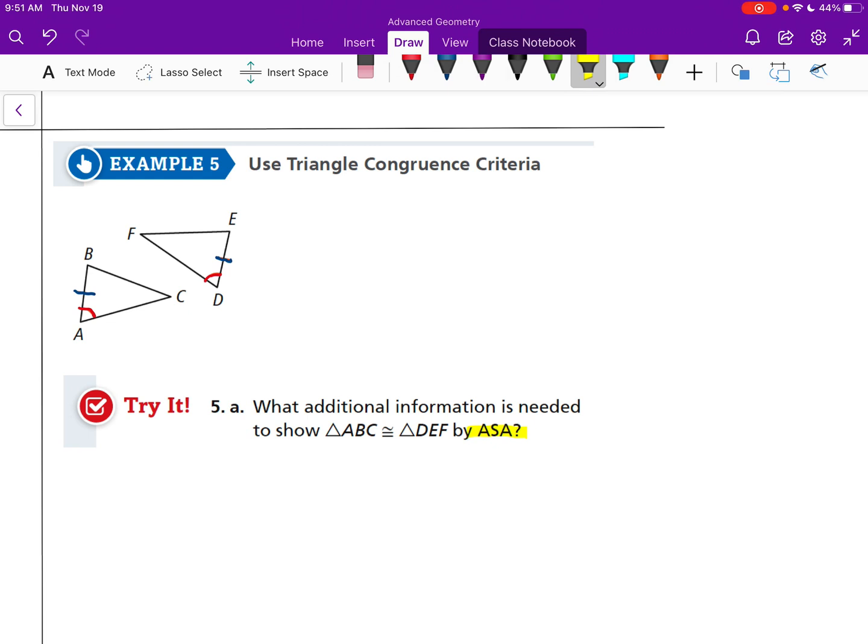Angle, side, angle means we need a side sandwiched between two angles. Let's look at what we've got. We've got a side and we've got an angle for each one. So if we want to use this angle, side, angle theorem, then we're going to need the angle that sandwiches them together. So what we would need to know is that angle B is congruent to angle E. Once we know that, we could prove it. That's the additional information we would need.